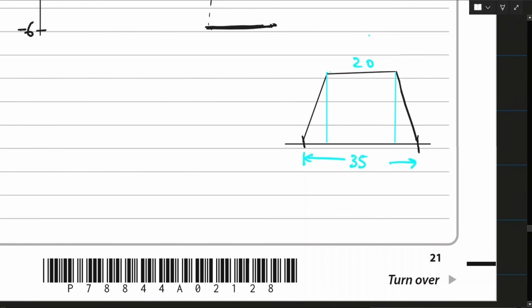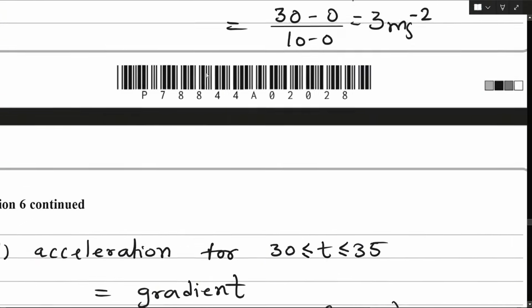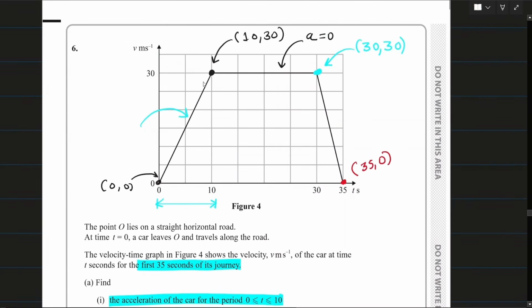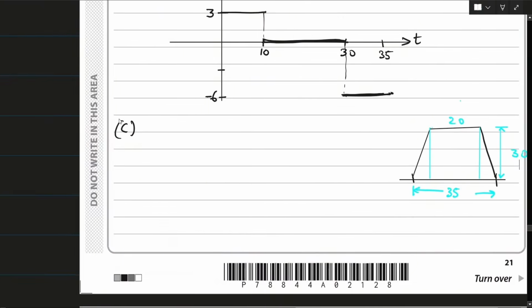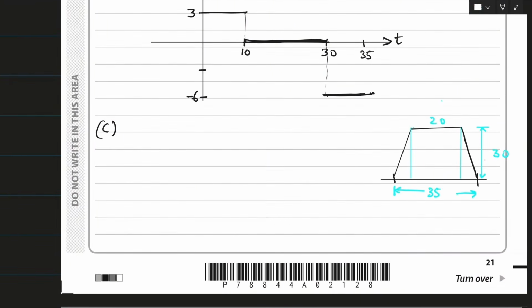Now we have to find the height of this trapezium. To find the height, we just need to find out the final velocity after the first 10 seconds of acceleration, which was given here on the axis. If I can see on the graph, this was given as 30. The final velocity after the acceleration is 30. So we are going to use that here. So the height here is 30. Now we're just going to use this information to calculate the area of our graph, and that will be the distance traveled.